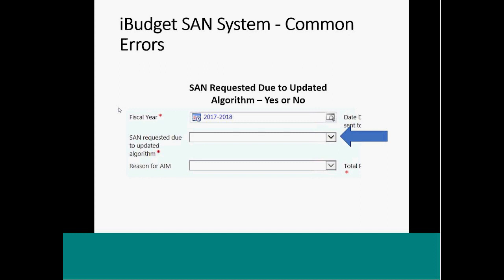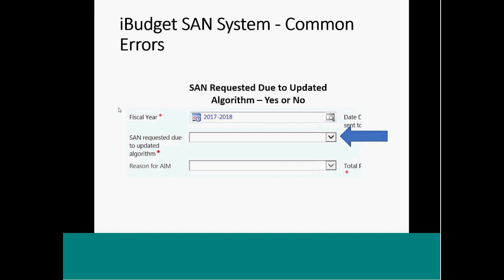So the first field I want to talk about is the field where you check under the fiscal year. Once you check the fiscal year, these fields show that say the SAN is requested due to an updated algorithm, and it's a yes or no option, and then reason for the AIM. So again, when we talked about this just a little bit ago, when you have to submit an AIM, it's because of an updated algorithm. So you would check yes here if your consumer had a change in algorithm.